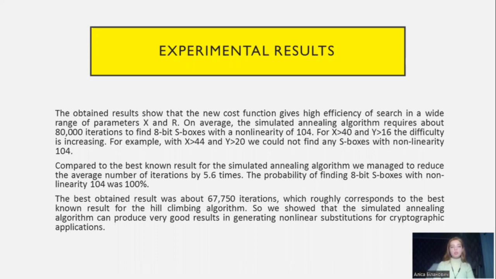Compared to the best known result for the simulated annealing algorithm, we managed to reduce the average number of iterations by 5.6 times. The probability of finding 8-bit S-boxes with nonlinearity 104 was 100%. The best obtained result was about 67,750 iterations, which roughly corresponds to the best known result for the hill climbing algorithm. So we showed that the simulated annealing algorithm can provide very good results in generating nonlinear substitutions for cryptographic applications.